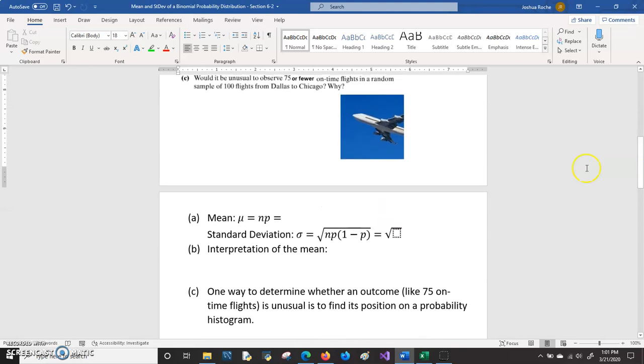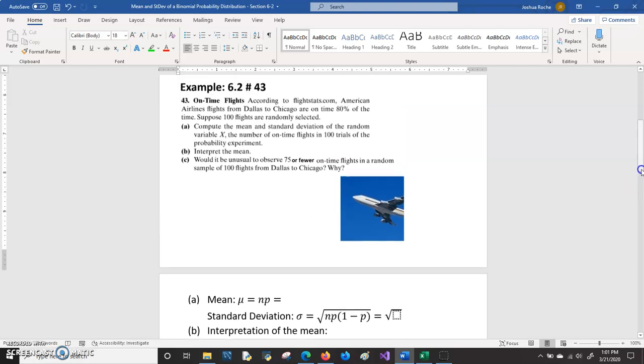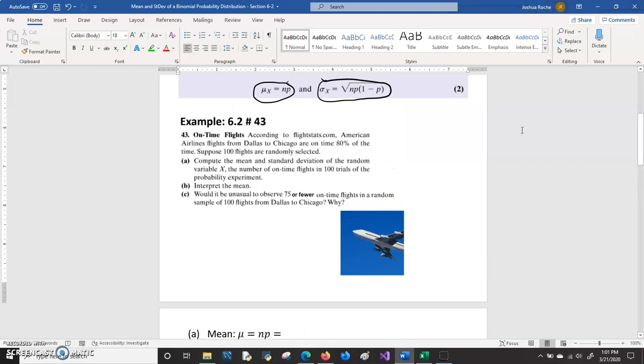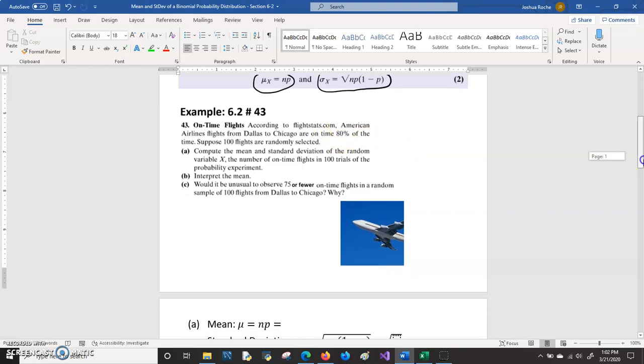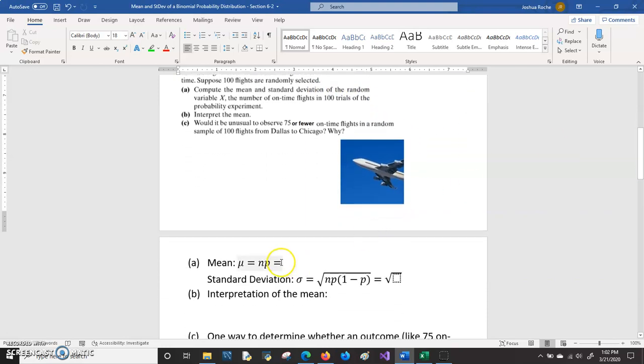So we use these formulas. The mean is just n times p. The n is the sample size, which is 100. And the p is whatever your percentage is. 80% are on time. So that's our probability of success. So I'm going to do 100 times 0.80, and that's going to be 80. 80 on-time flights.